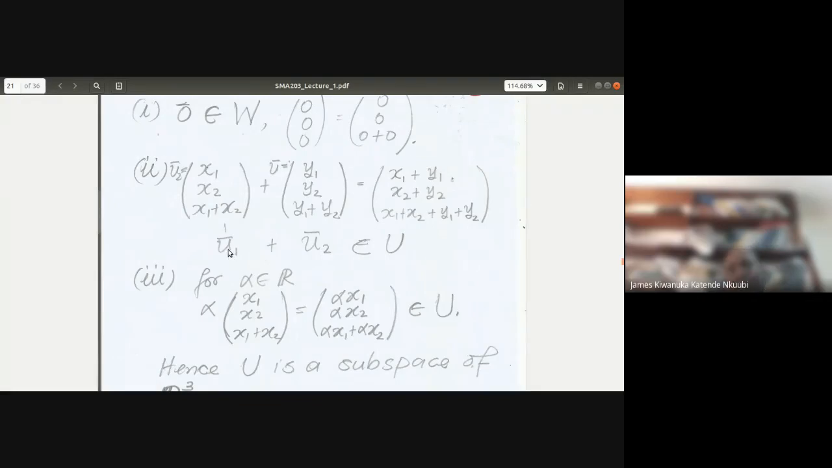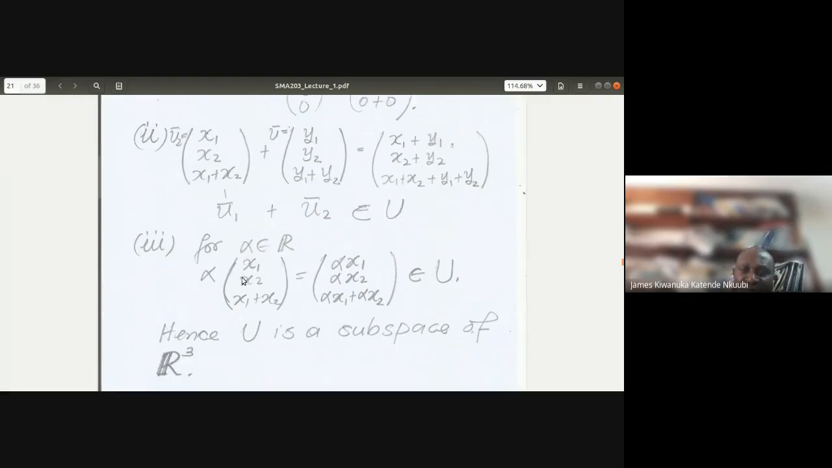So we have added U1 plus U2, and we have gotten a vector in W. We do the same for multiplication. If you multiply a vector in W by alpha, we end up with alpha x1, alpha x2, and then the last one is simply alpha x1 plus alpha x2. So clearly you can see again that the third component here is equal to the sum of the first two.